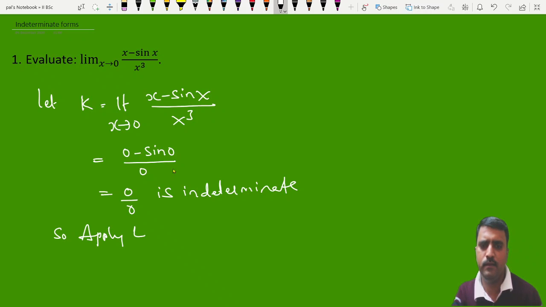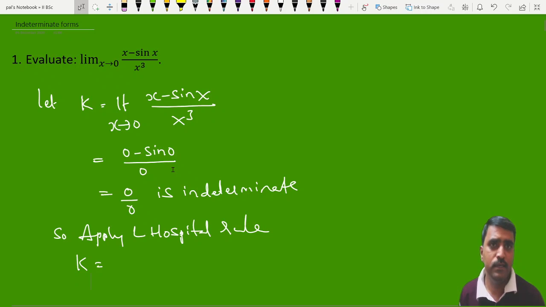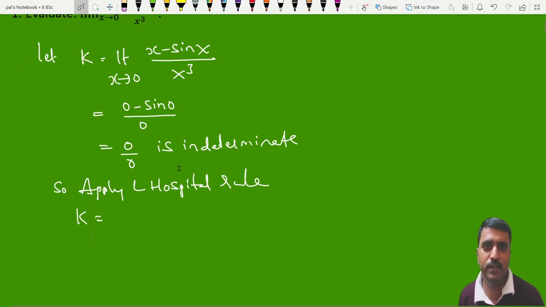Apply L'Hospital rule. What is the L'Hospital rule? You should not apply the quotient rule here to differentiate this. So what should you do? Separately differentiate the numerator and denominator. Limit x tends to 0.